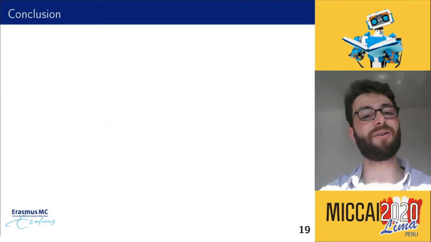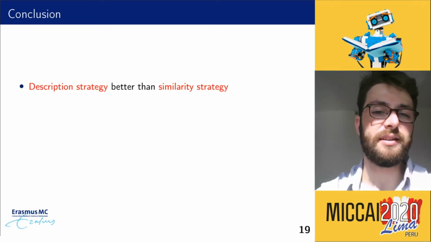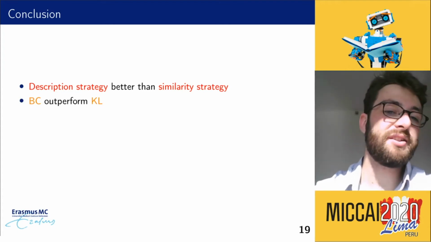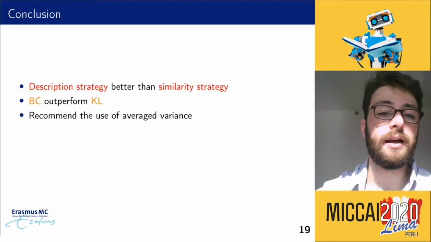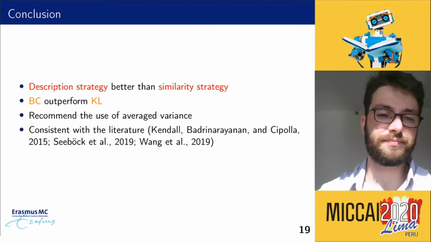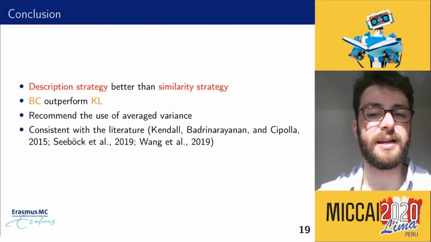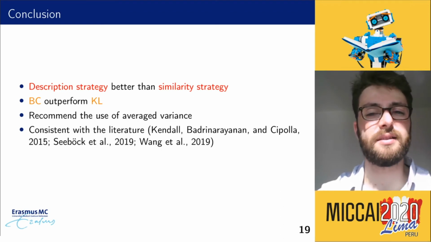So in conclusion, I would like to remind that the description strategy is better than the similarity strategy, and that the Bhattacharya coefficient outperformed the Kullback-Leibler divergence. We would recommend the use of averaged variance, as it requires less approximation, as we showed in the paper. And our results are consistent with the literature, as the description strategy is much more used than the similarity strategy.